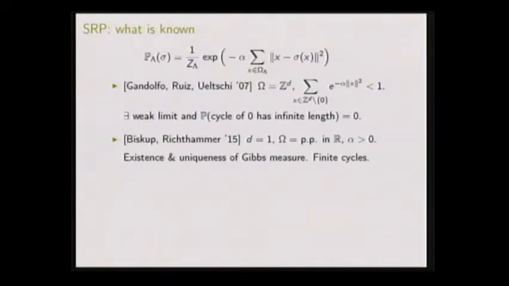The next result was in 15 by Biskup and Richthammer, and they really settled the full picture for d equal to 1. So the previous result was in the square lattice. Your choice of points was the integers in Z^d. For d equal to 1, actually, they could take any point process under some conditions that there was no condensation.